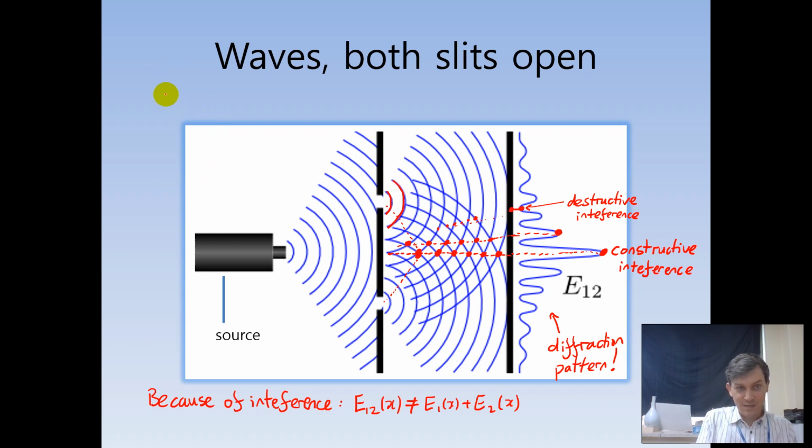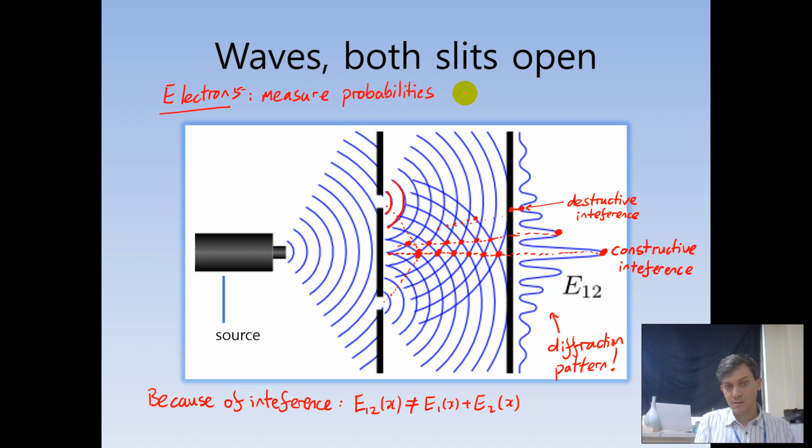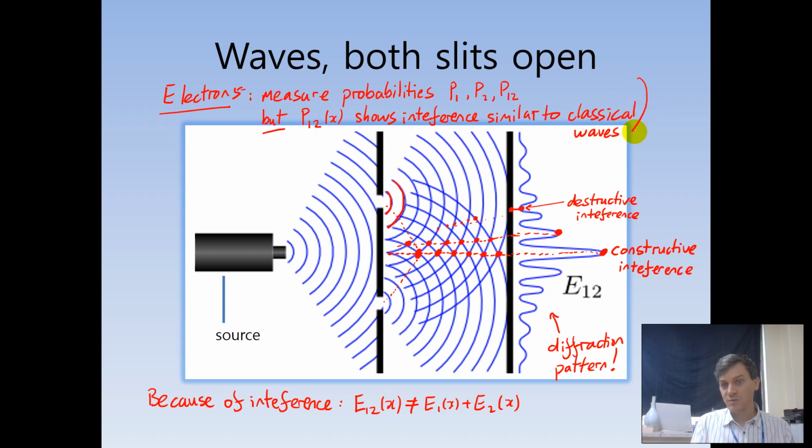So if we do this experiment for electrons, then because these are discrete particles, we can measure the probabilities of arrival at a certain place, as we did for the classical particles, but the result with both holes, both slits open, P1,2, shows interference similar to the classical wave picture. Okay, so this is what we need to understand.